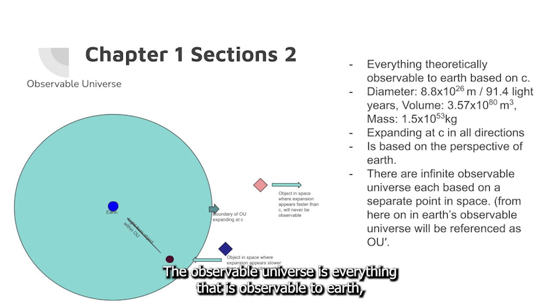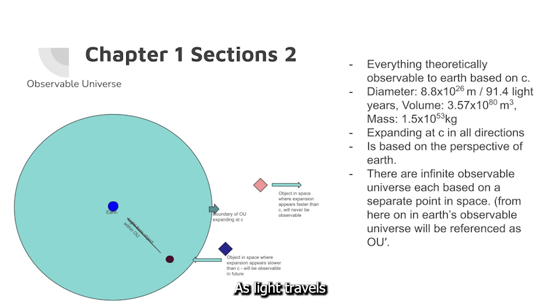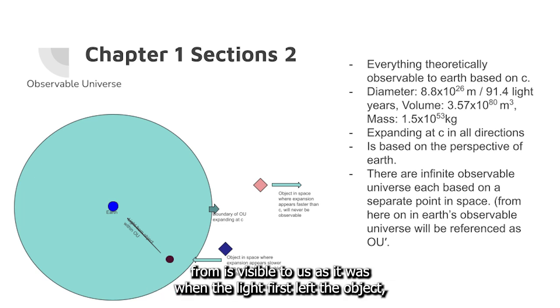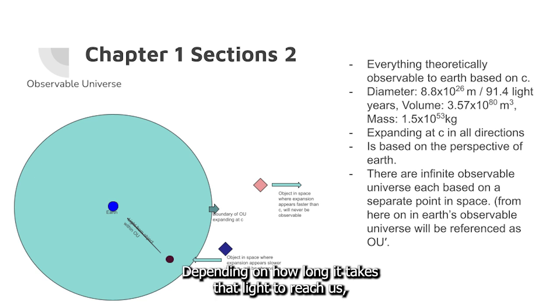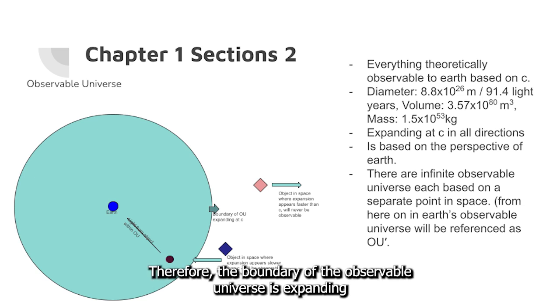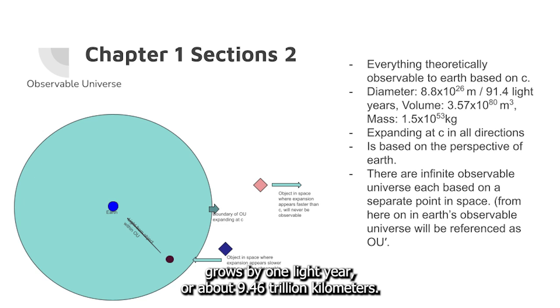The observable universe is everything that is observable to Earth, which is limited intrinsically by the speed of light. As light travels through the vacuum of space, whatever body that light has been emitted from is visible to us as it was when the light first left the object. Depending on how long it takes that light to reach us, we may see an object as it was milliseconds to millennia ago. Therefore, the boundary of the observable universe is expanding at the speed of light, meaning that every year the observable universe grows by 1 light year, or about 9.46 trillion kilometers.